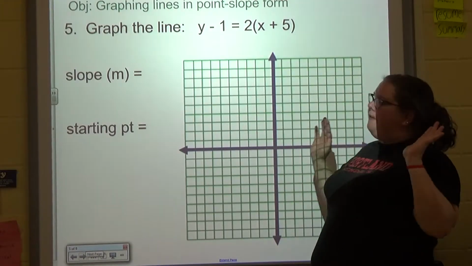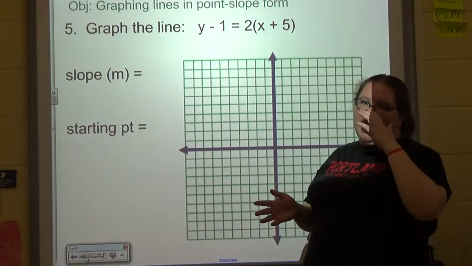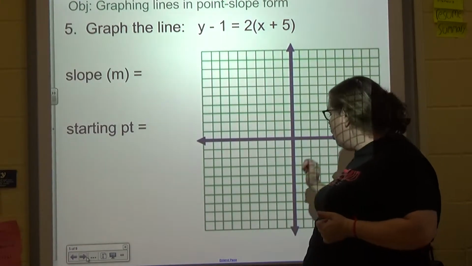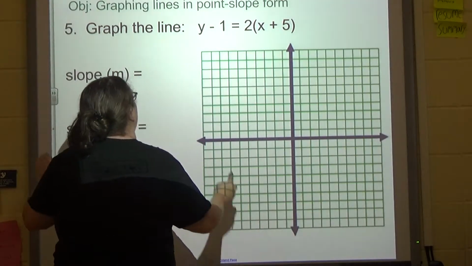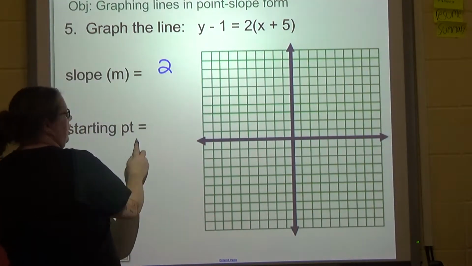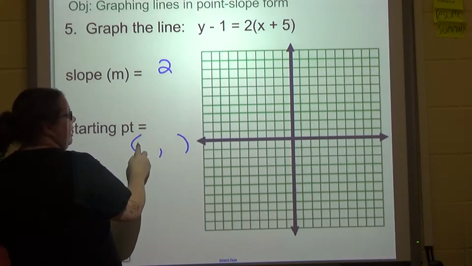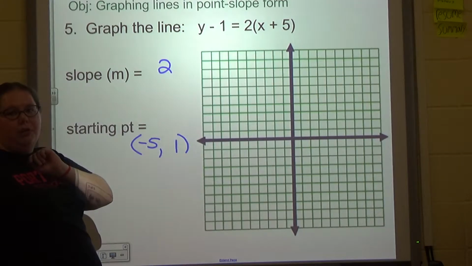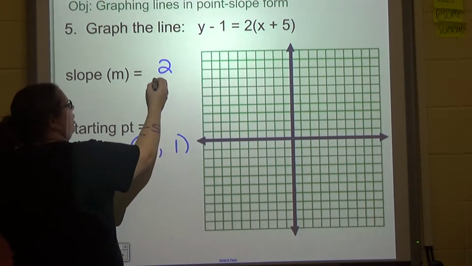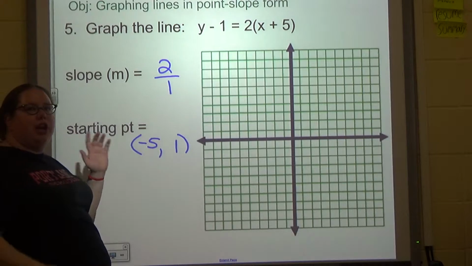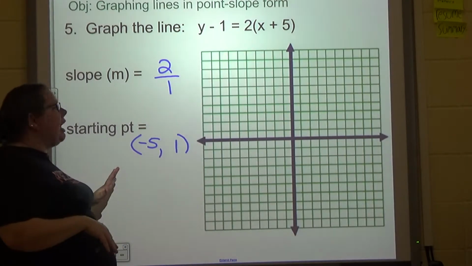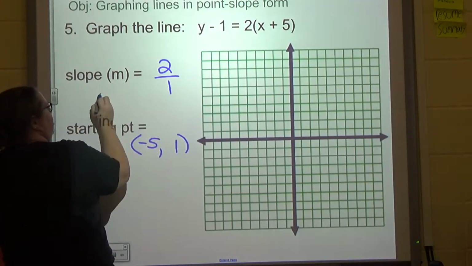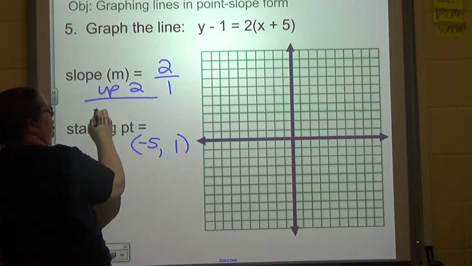Alright, so very similar to the way we graph with slope and y-intercept. Just like before, let's start by writing down our slope. Slope is 2, and my starting point is (-5, 1). Now slope, remember, we read it as a fraction, so we're going to write it as 2/1. And then we have to figure out which way we're going. Positive slope looks like this. I'm going to do up over right. So we're going to go up 2 and right 1.